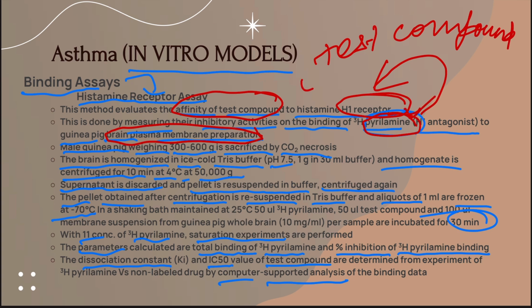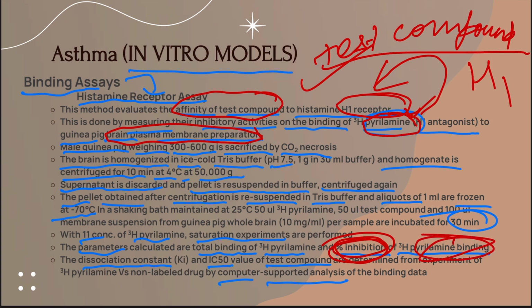Some of the H1 receptors will be bound by this test compound, and as a result, we will be able to find the affinity of this test compound for the particular H1 receptor and whether it can be used for asthma or not. So basically we are calculating the percentage inhibition of the pyrilamine binding to the H1 receptor. So this is in short, and we have the entire detailed process as you can see here in several points. So this is just the gist of the binding assay.